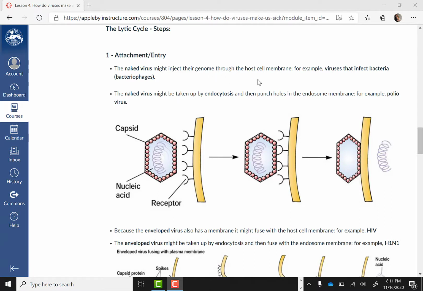One of the examples of viruses that can do this are bacteriophages. So again, they would latch onto the cell membrane of the bacteria, inject the genetic material in, and the bacteria would do all the replicating of that genetic material and then making the new viral proteins as well.